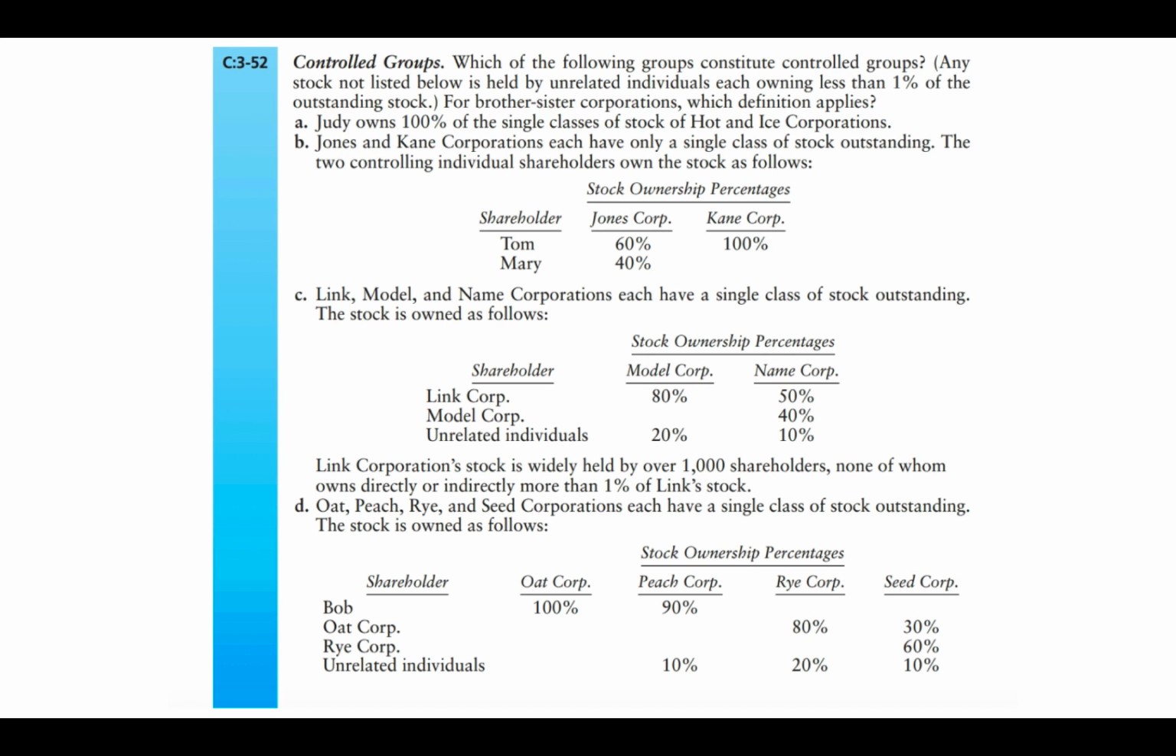Okay, looking at C, we have Link, Model, and Name corporations. They each have a single class of stock outstanding, and it's owned as follows. All right, it also says that Link Corporation stock is widely held by over 1,000 shareholders, none of whom own directly or indirectly more than 1% of Link's stock. Okay, so notice here we have 3 corporations and then unrelated individuals. And this one is a little tricky. I find it easier to kind of diagram it. So that's what I did over here.